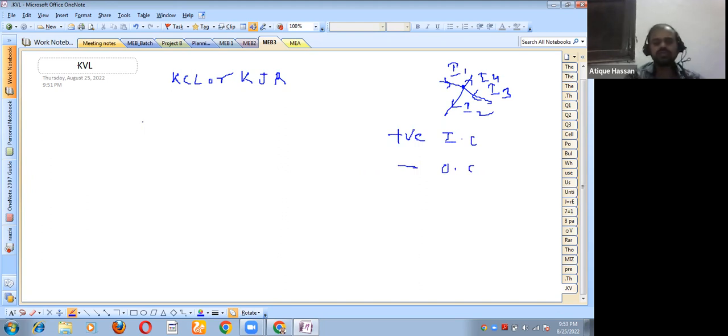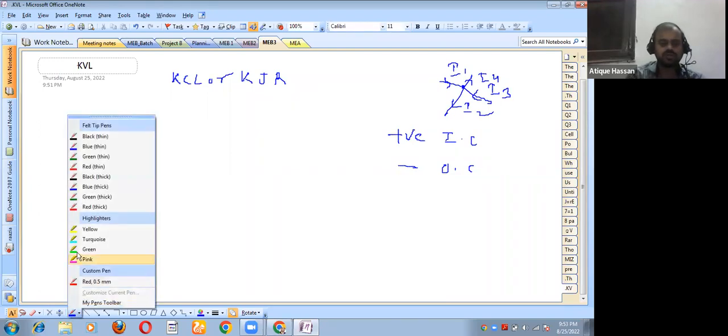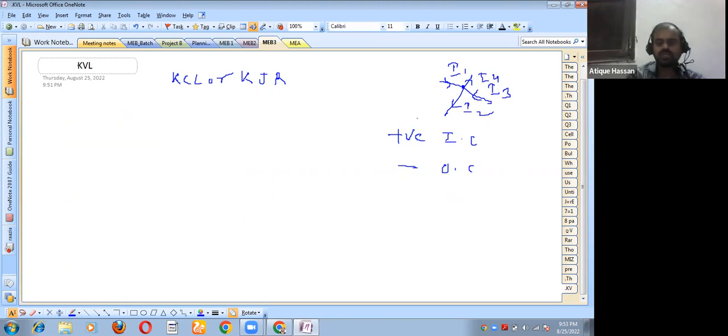So according to Kirchhoff's junction law, or Kirchhoff's current law, the algebraic sum of currents meeting at a junction is 0. So here, what is the junction? Here the junction is this point. This point is basically the junction.